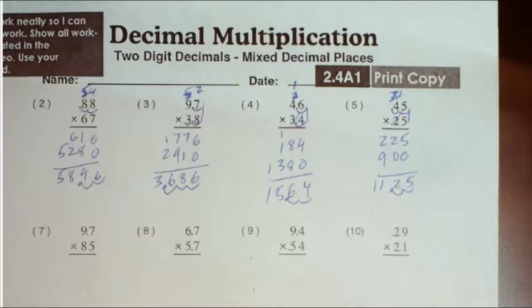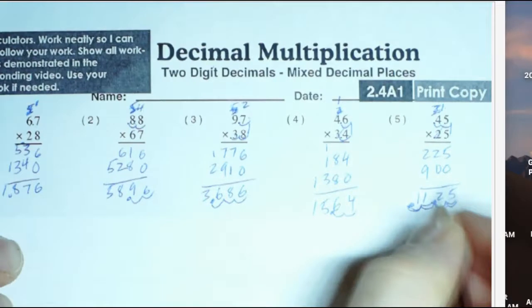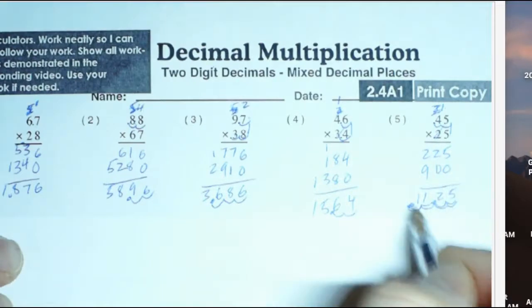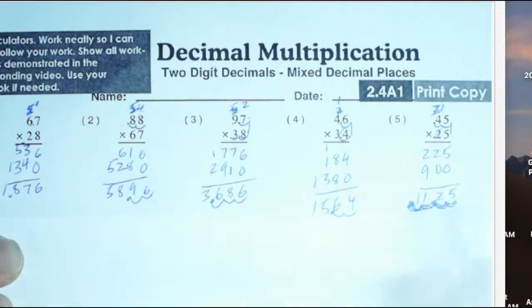We'll go with 11.25. Wait, looks like that's a decimal point, so this would be 1, 2, 3, 4 decimal places. 0.1125. It's hard to read that. I think that decimal is correct, though. Assuming that there's 2 decimals here and 2 decimals there.